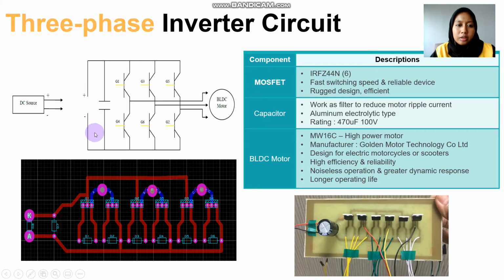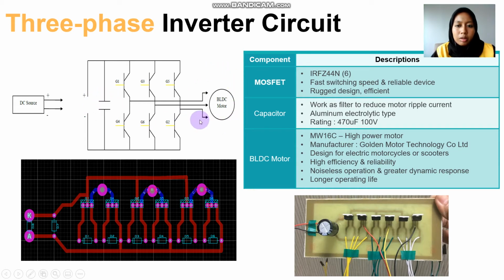Next, this is the construction of the three-phase inverter. We are using 6 MOSFET switches with an IRFZ44N. It offers fast switching speed and is a reliable device. It is also rugged and efficient. These are the capacitors that work as filters to reduce motor ripple current. We are using the aluminum electrolytic type, and the rating is 170 microfarad.